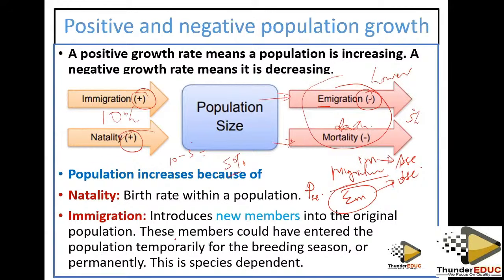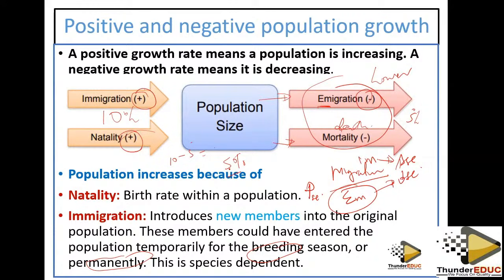So these members could have entered the population temporarily for breeding seasons. Maybe they have just come there to carry out the breeding, and after that they will go back. Or they have come permanently. This is species dependent, meaning that it will depend on the species, which kind of species. Not all species will do the same. Some will just come in and then they go. Others will come and then they will stay there permanently.